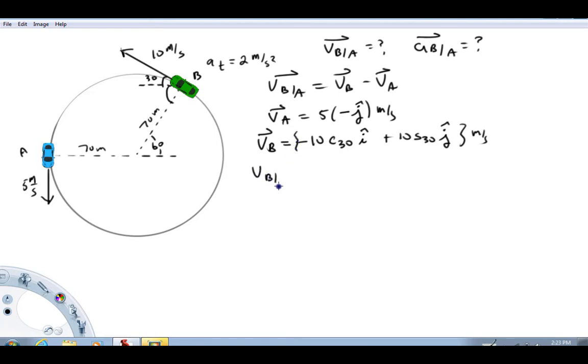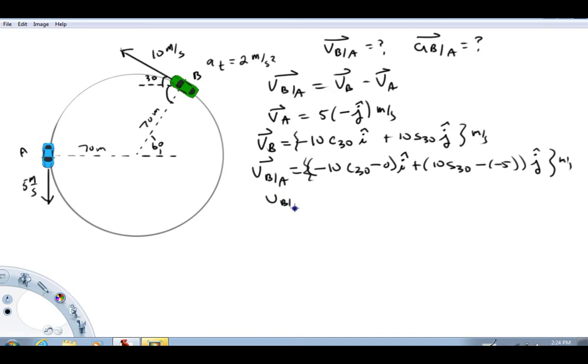So the velocity of B with respect to A is given by this vector minus this vector. By subtracting components, we're going to have minus 10 cosine 30. You'll notice that velocity A doesn't have an x component, so I'll just put minus 0 i. Plus, now we're going to take the difference of the y coordinates. We're going to have 10 sine 30 minus negative 5, and I'll go ahead and put j out here. And let's put some units on that, meter per second.